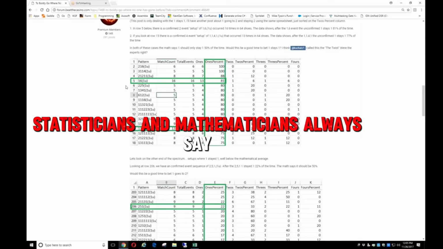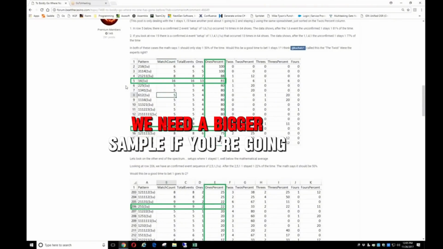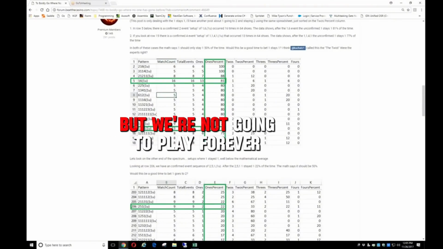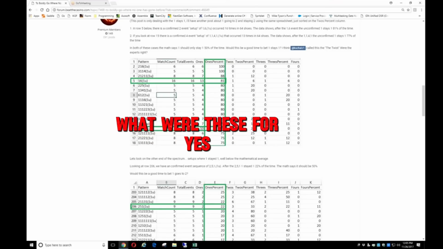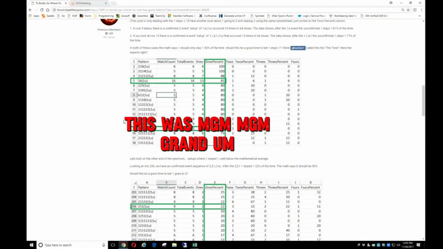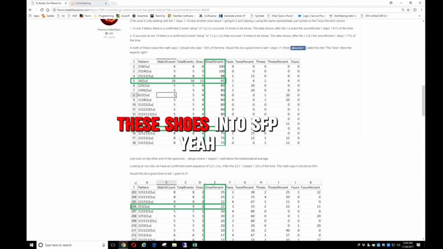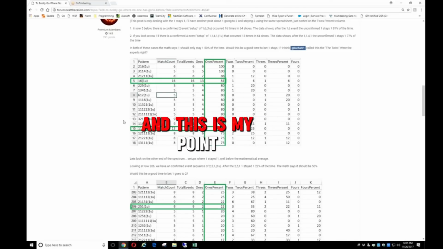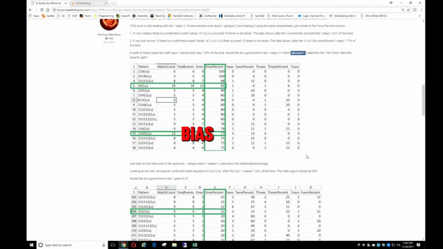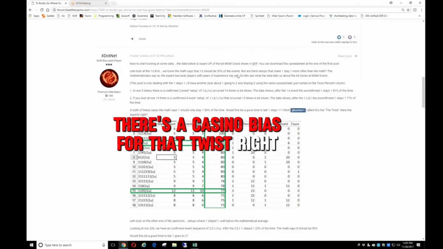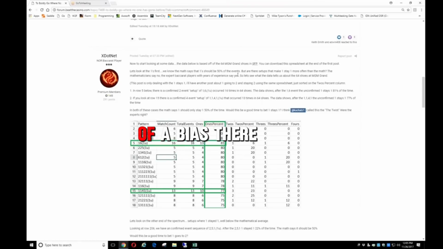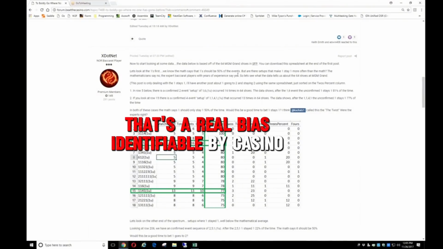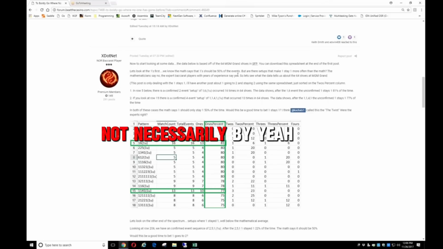Statisticians and mathematicians always say, well, we need a bigger sample. We need a bigger sample if you're going to play forever. Or we're not going to play forever. And this is my point. This was from what casino? Yes, this was MGM Grand. Way Too Fast had put these shoes into SFP. And this is my point, is I keep saying that there's a casino bias. Well, there's a casino bias for that twist right there that is all over 81% of a bias. That's a real bias identifiable by casino, not necessarily by specific game. And that's what I talk about.